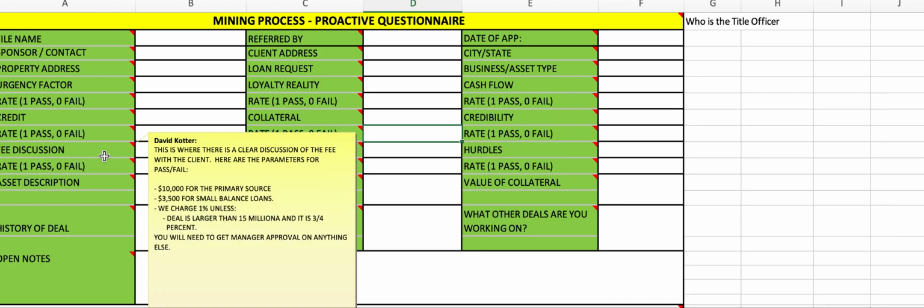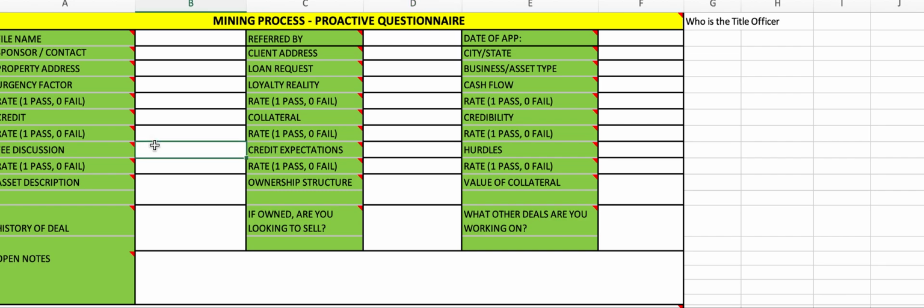Fee discussion, again, like I said, 10,000, usually 7,500 or higher. 10,000 is better, obviously, but we want to make sure that you have that discussion up front. Hey, we charge 1% or 7,500. Make sure that that falls in line here, and that they're on the understanding before we proceed. And then you give a one or a fail.